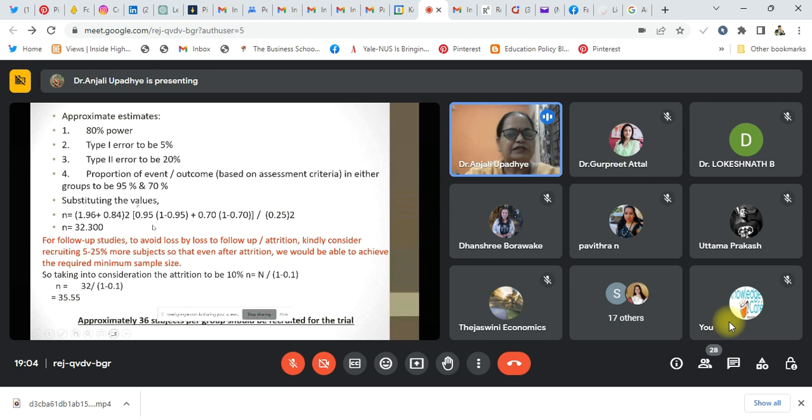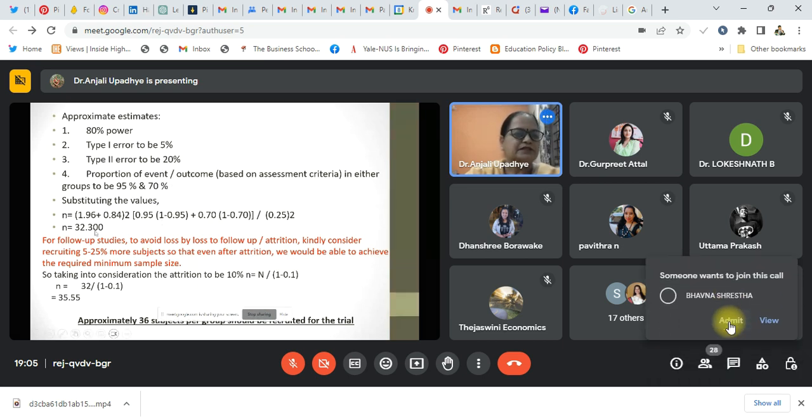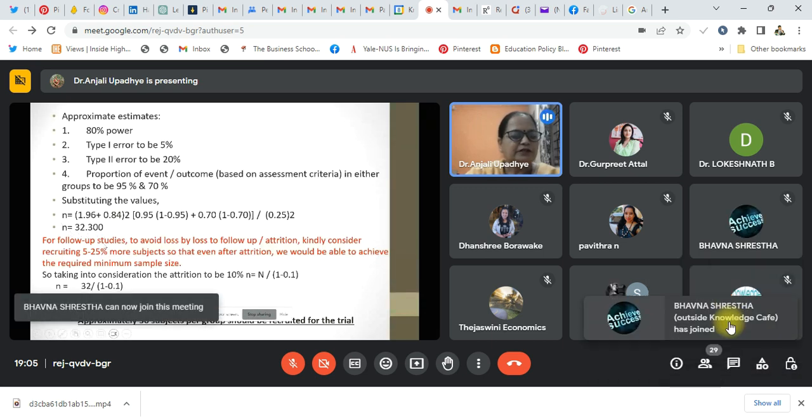Now I substitute these values: the proportion of the first group is 95%, the proportion of the second group is 70%. Therefore, the calculated sample size is n equal to 32.300. This is a normal integer figure, n is equal to 32.